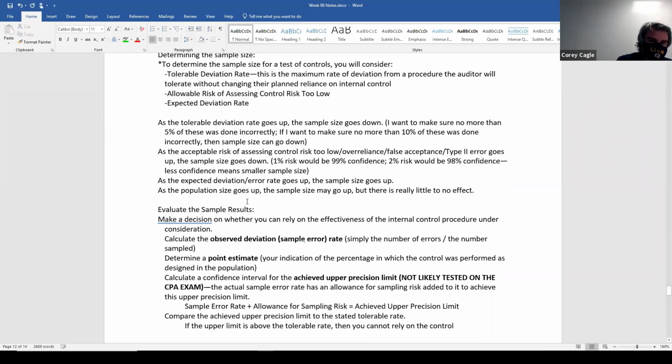So tolerable deviation rate. All right. There's a definition that I stuck out there in case you need an actual definition to look at, but it explains itself, right? What deviation do you tolerate? The fancier definition is the maximum rate of deviation from a procedure the auditor will tolerate without changing their planned reliance on internal control. But in real words, it's just what will we tolerate? What deviation are we okay with?